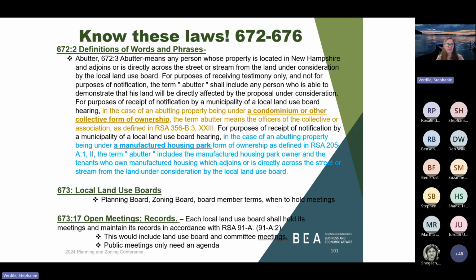which is 356-B:3. So again, if you're responsible for noticing the planning board meetings and you're the secretary or staff to the planning board, you've got to understand the differences in notifications based on what type of application it is or what the abutters are and what constitutes an abutter. So all of these things you've got to be clear on to make sure that you're noticing properly and correctly.